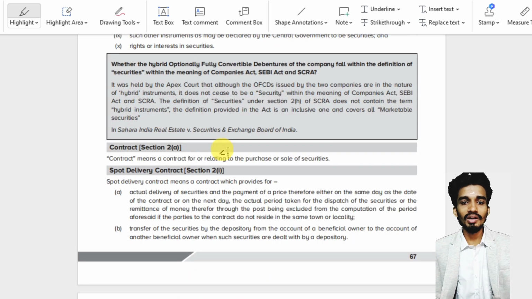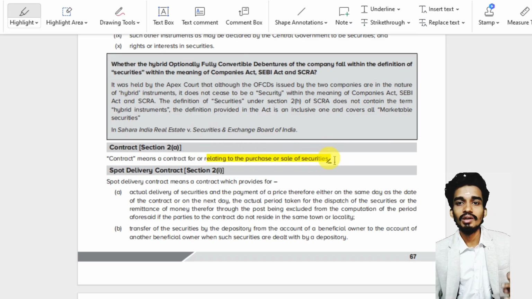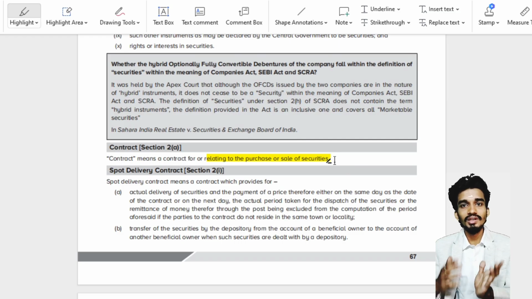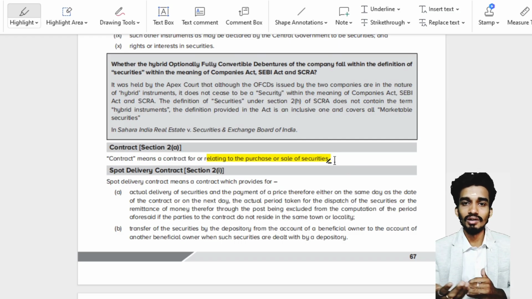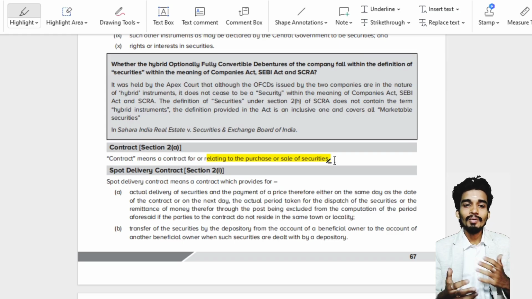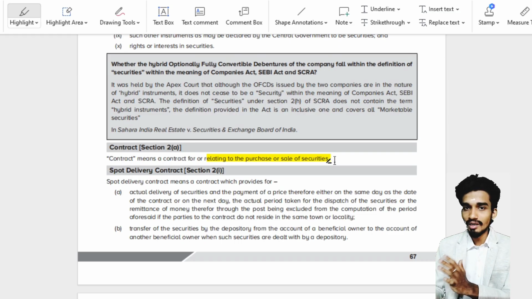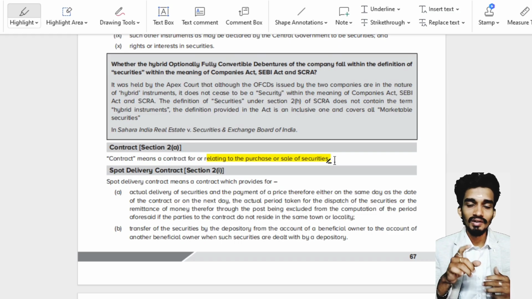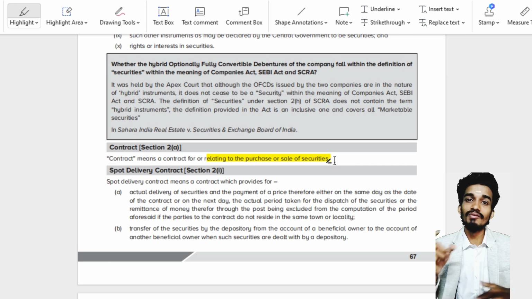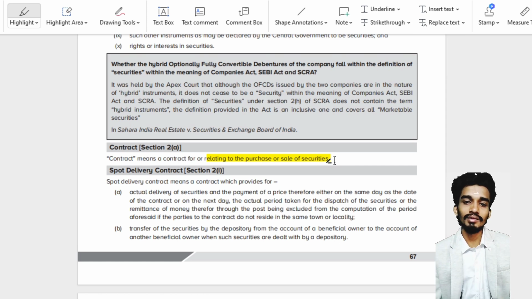And what do you mean by contract? Contract means any purchase or sale of securities on agreed terms. Whenever there is an offer plus acceptance, that is a contract, as per the Indian Contract Act 1872. Offer plus acceptance equals an agreement, but whenever there is an agreement which is enforceable by law, it is your contract.